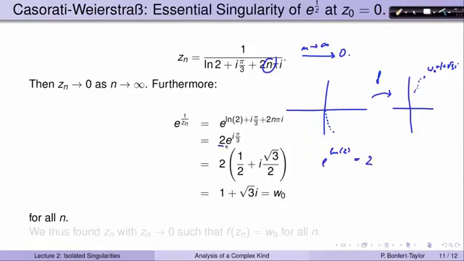e to the i pi over 3 is the next, and e to the 2 n pi i is equal to 1. Remember, if we have a sum in the exponent, that becomes a multiplication once we pull the exponential function apart at the exponent. And what is e to the i pi over 3?